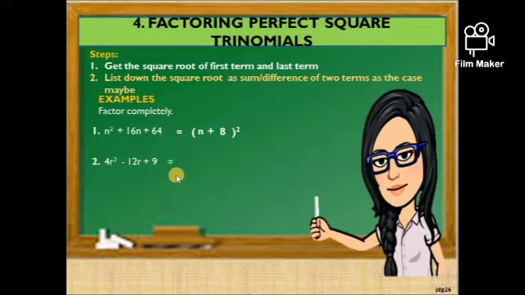Second example, 4r squared minus 12r plus 9. So what are the factors? Square root of 4r squared is equals to 2r. And the square root of 9 is equals to 3. Sign of the middle term, negative. And then, lagyan na lang siya ng parenthesis squared. And you're done. Madali lang, di ba?